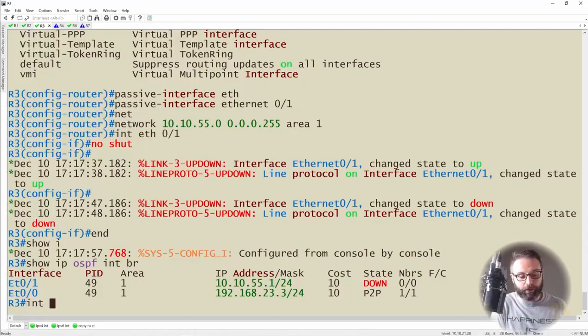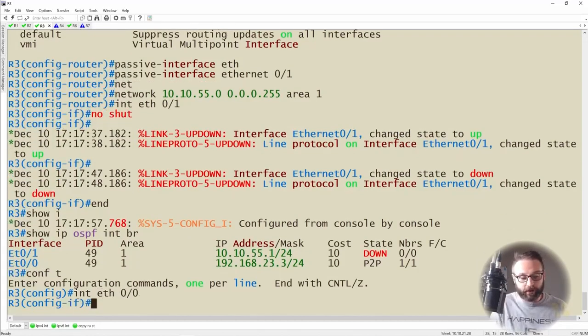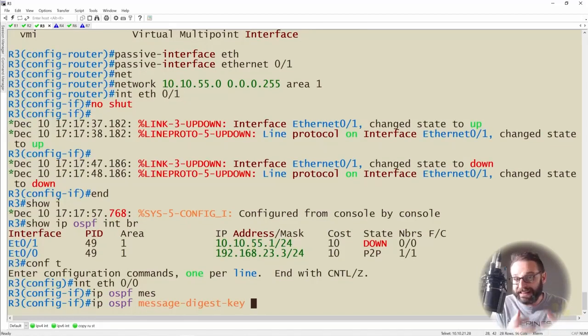So since I'm on R3, I'm going to go into configuration mode first. I'll say interface Ethernet 0/0, and I'll say ip ospf. And the first thing we're going to specify is the actual key that we want to send. This is going to be an MD5 hashed key.